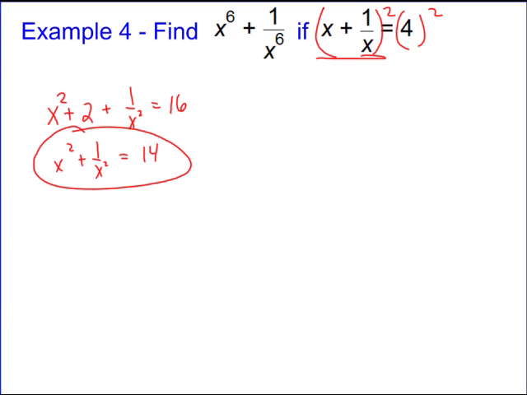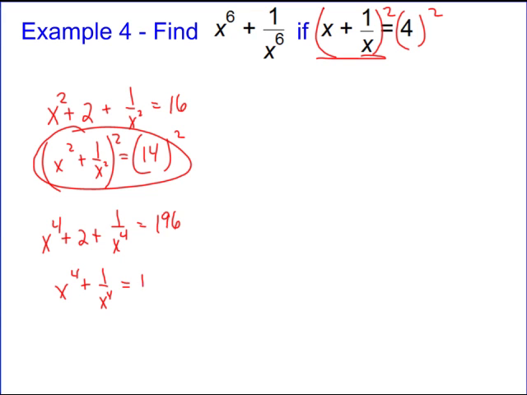And so I'm going to square both sides of this. And that gives me, again, first term squared, so that's x to the 4th. Multiply these together, you get 1 times 2. Square this one, you get 1 over x to the 4th. 14 squared just equals 196. And so I'm sitting there with x to the 4th plus 1 over x to the 4th, so I'm getting close, equals 196.